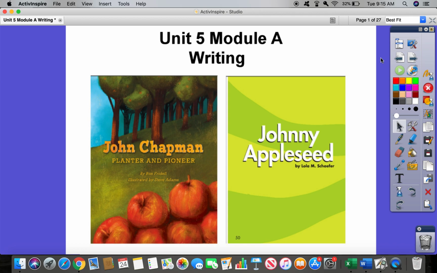Good morning, second grade writers. Today we're starting our Unit 5 Module A for writing. So the books that you will be reading about are John Chapman, Planter and Pioneer, as well as Johnny Appleseed in the text collection.